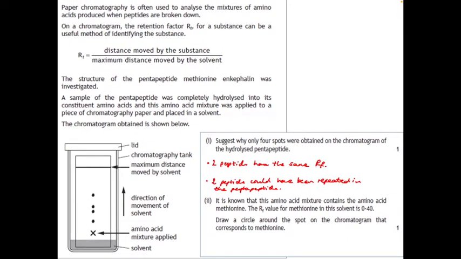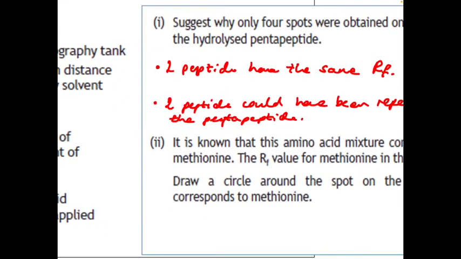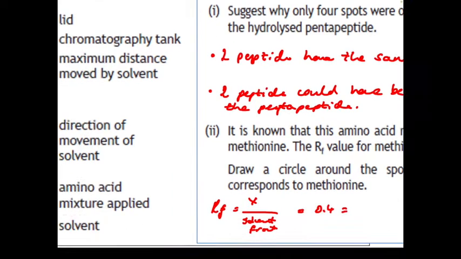So you could have had that peptide come up twice. Also, for this next one here, it's showing you this. It's telling you that the RF value for methionine is 0.4. Draw a circle around the spot on the chromatogram that corresponds to methionine. Well, what we need to do is we need to use the RF values to work this out. So RF is going to be the distance of our thing, which we'll call X, divided by the solvent front. So what we'll do is we know that RF is going to be 0.4.